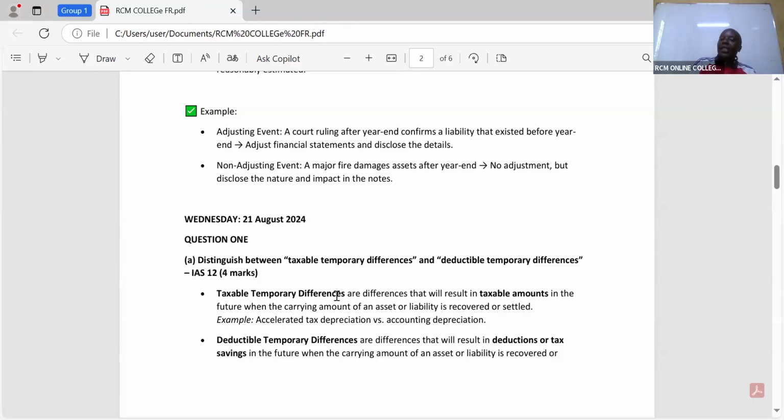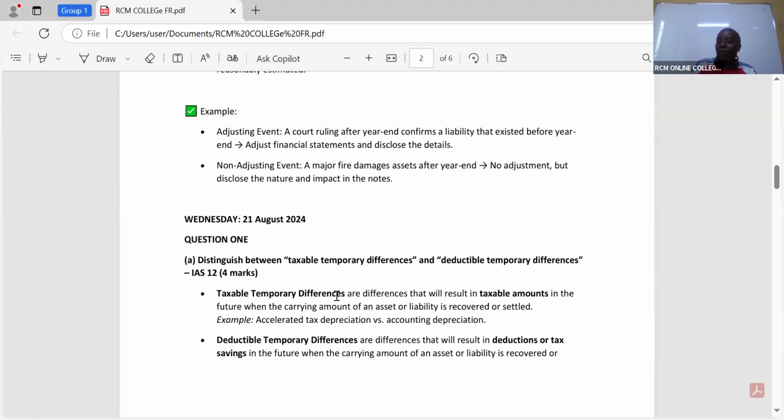So if you'll be paying tax on it in future, then that difference will be called a taxable temporary difference. It is different from deductible, because with deductible, you are making a loss which is tax allowable. If you make a loss when you are subtracting carrying amounts and tax base, and this loss is allowable, then, ladies and gentlemen, you will be making savings in future.